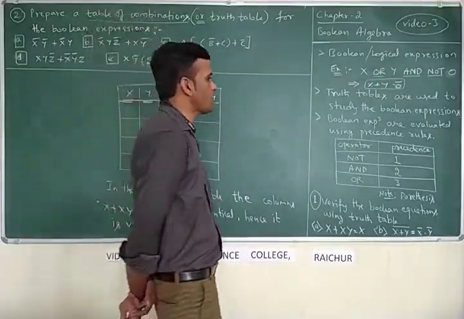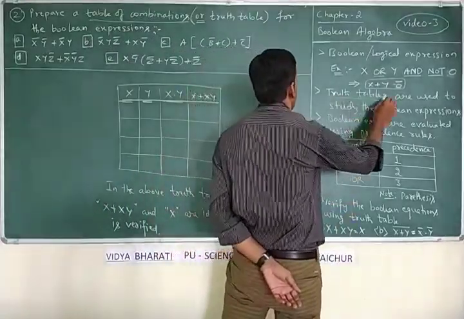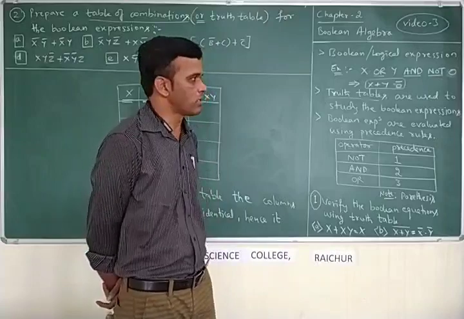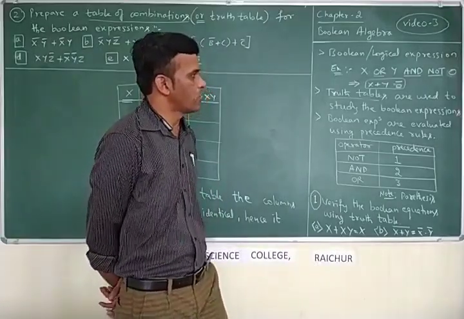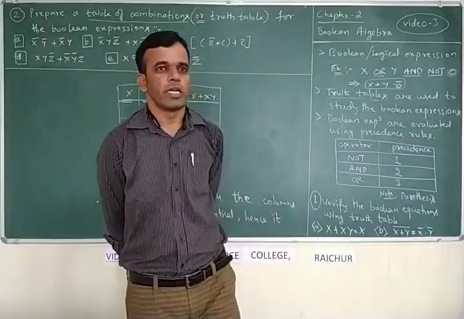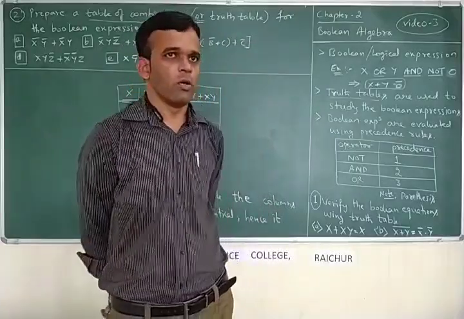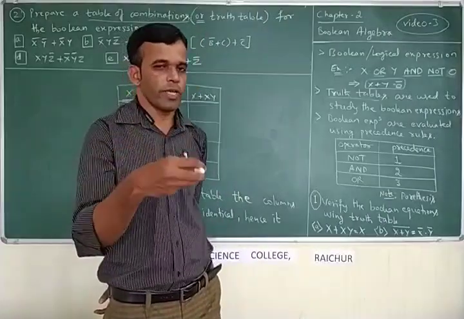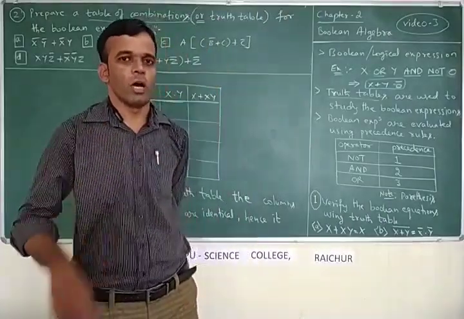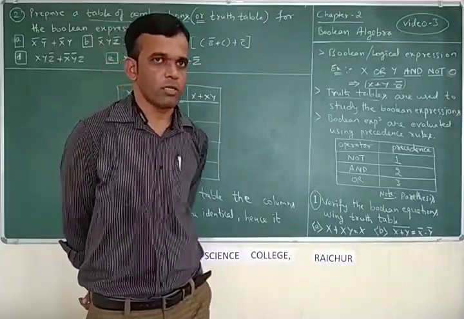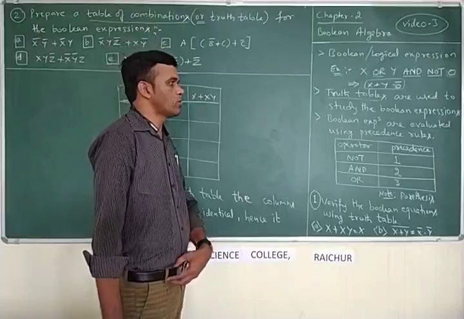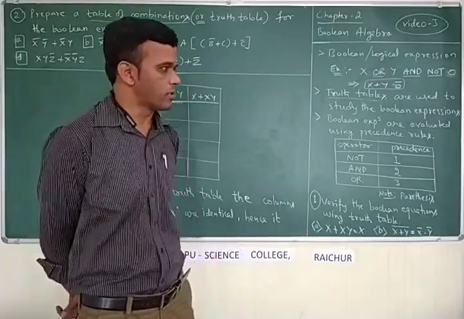Truth tables are used to study the Boolean expressions. So what does truth table mean? The definition: it contains all possible values for the given variables with their corresponding output values or results. So we have to prepare truth tables to study the Boolean expressions.